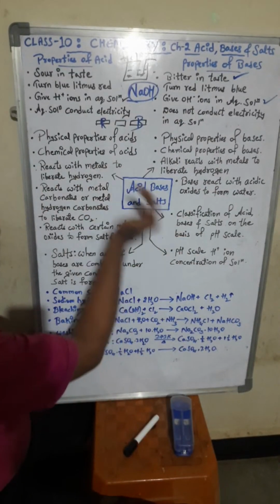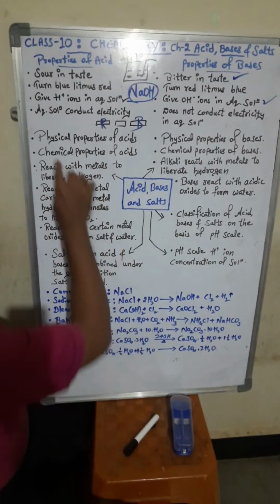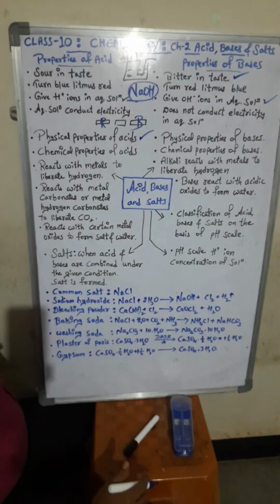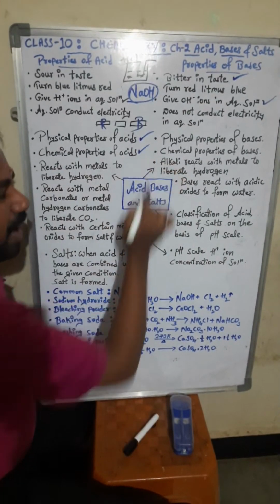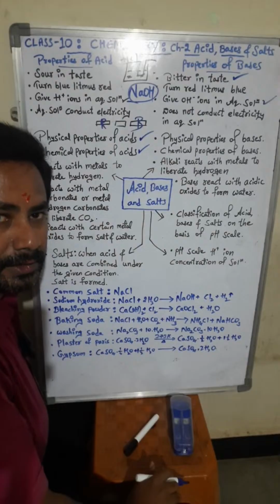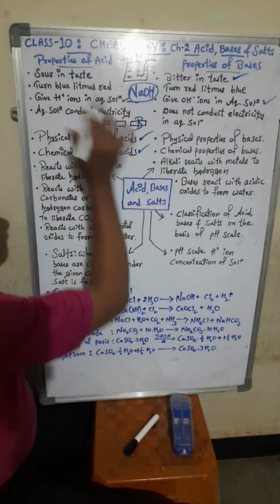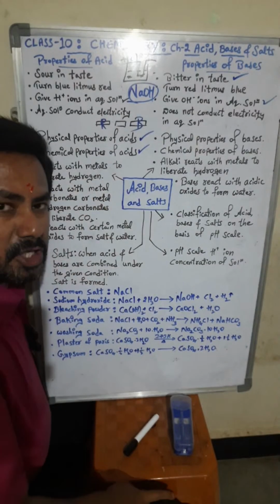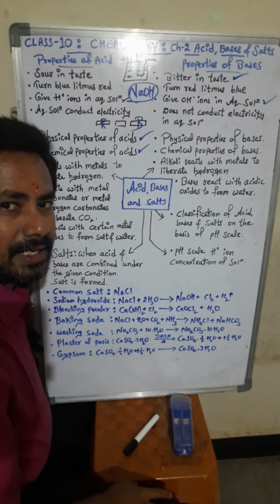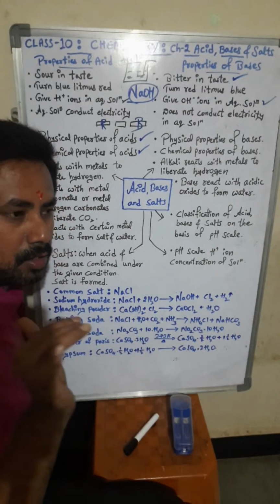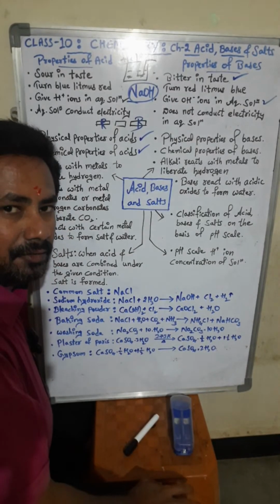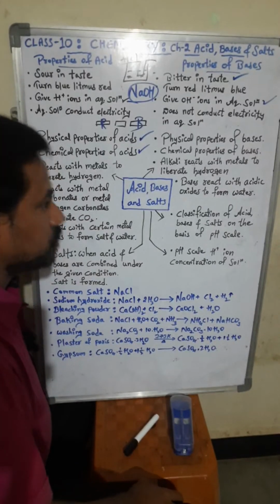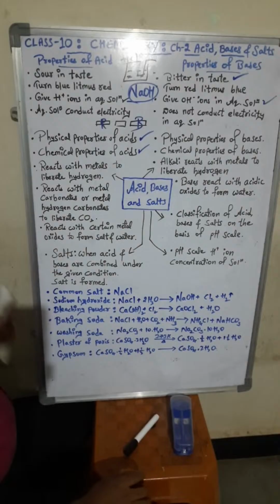So in this chapter we are going to study some physical properties of acids, and some chemical properties of acids. Here, in chemical properties of acids, we are going to study how the acid reacts, with which chemicals they will react, and what product they will give. So that is the chemical properties, students.